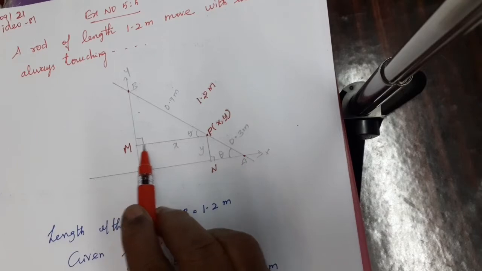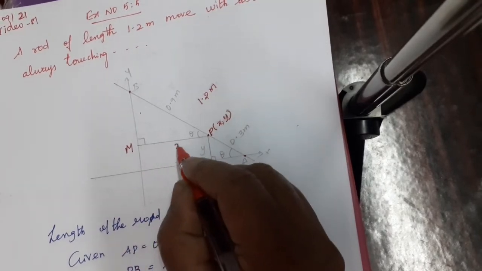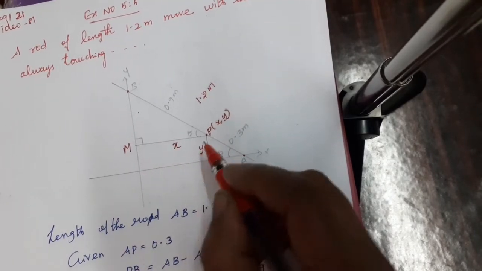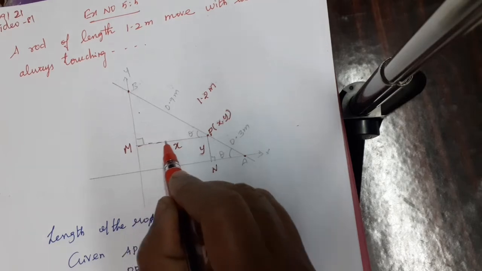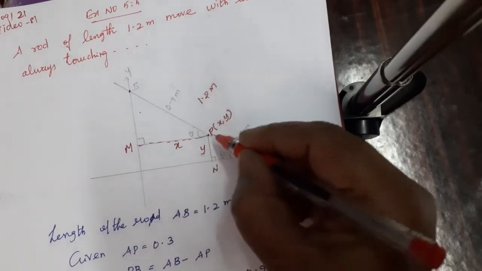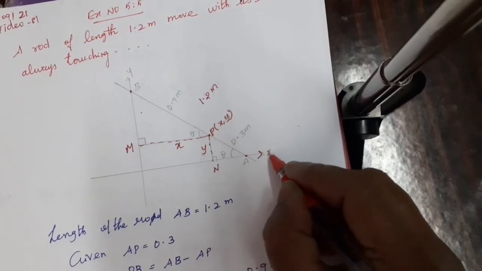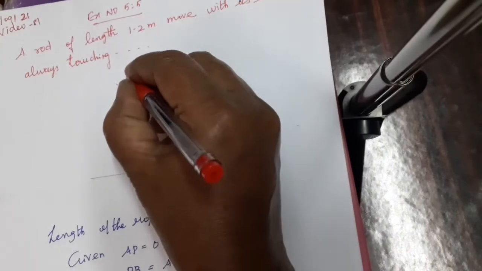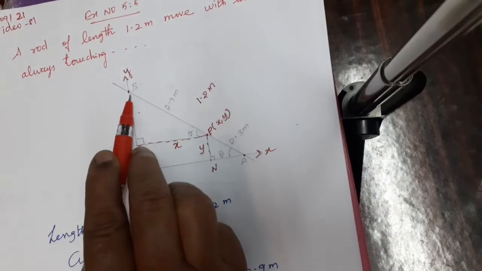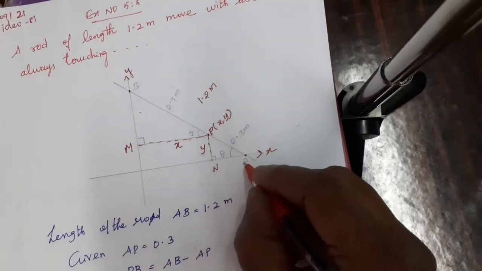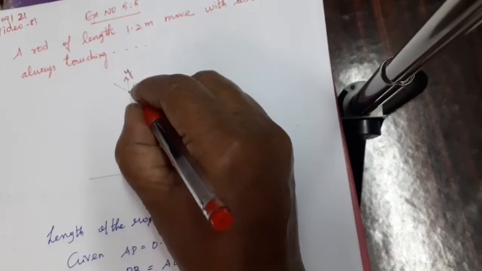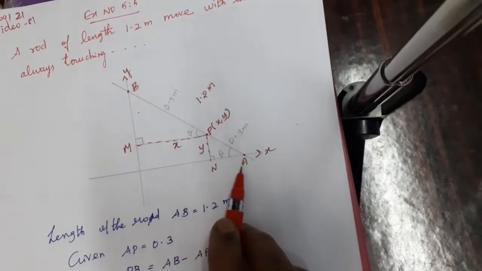So you draw a line. This is the x-axis. This is the y-axis. Draw the line from M to P. Next, you draw P to N. This is the x-axis, and this is the y-axis. Now listen. AB is the length of the rod. This is A, and this is B.